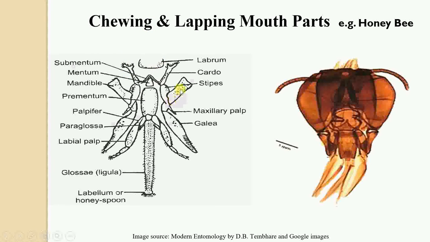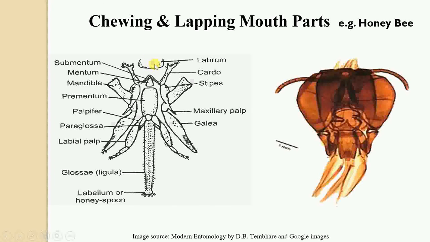So this is a labrum and these are the mandibles. These form a chewing part, while the maxillae and labium are different. This is the maxillae and this one is the labium, which is closely united, forming a lapping tongue. So the chewing and lapping are contributed by two sets of appendages.